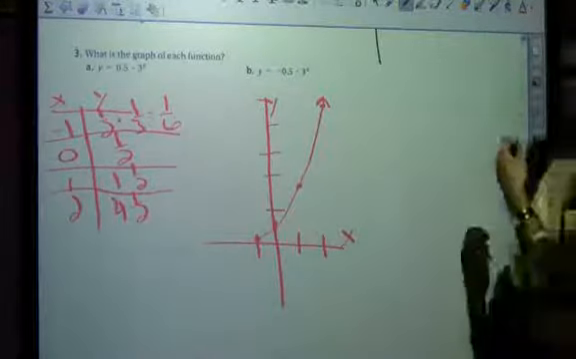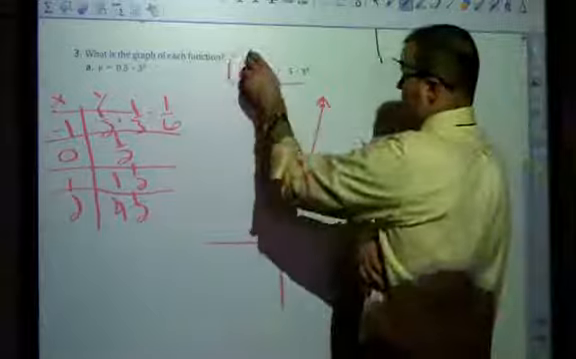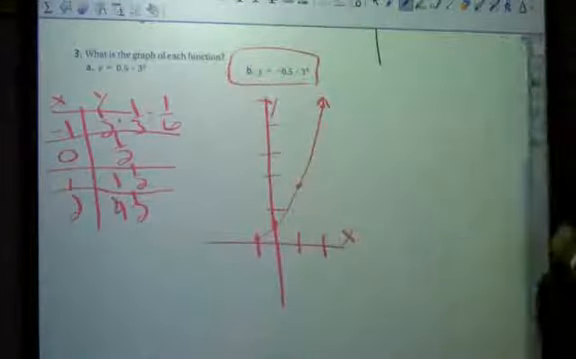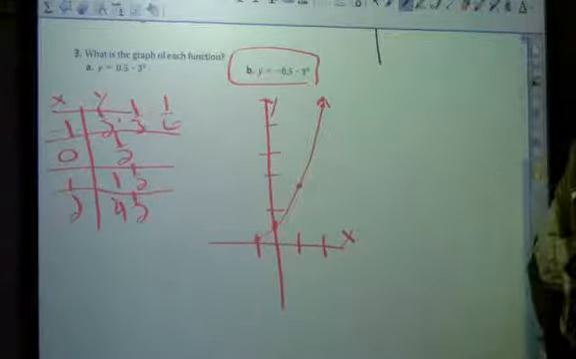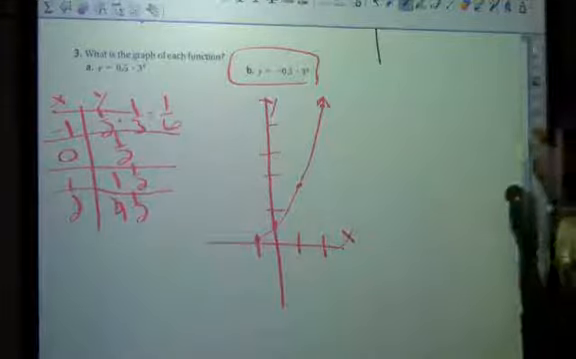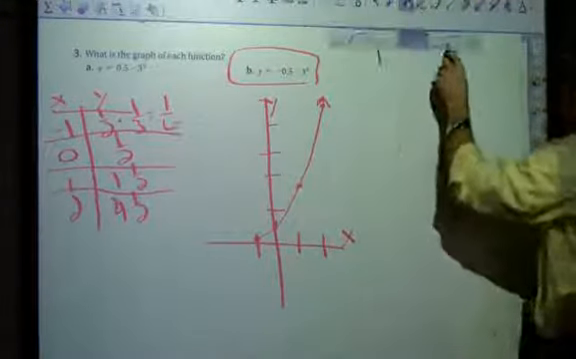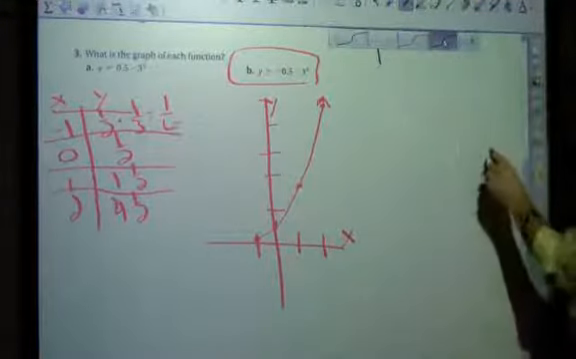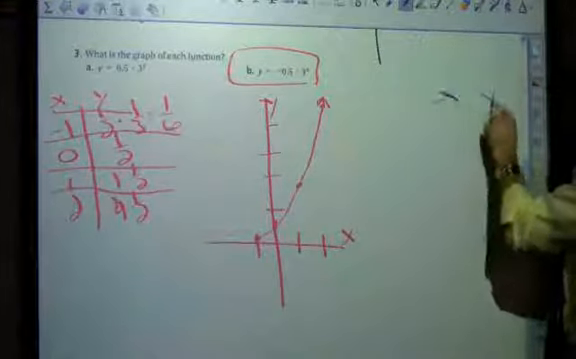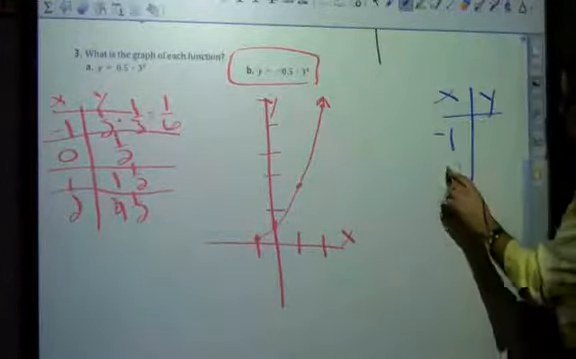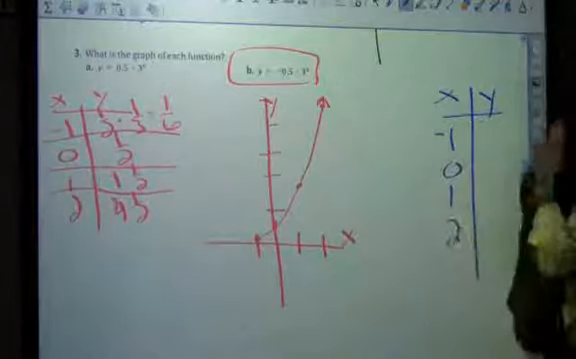All right. So as we make our table for b, give me a second to jot that down. We're going to go through the exact same thing. And why don't I just change colors? I'll put the table over here, put the graph over here then. So x and y. So again, let's use -1, 0, 1, 2.